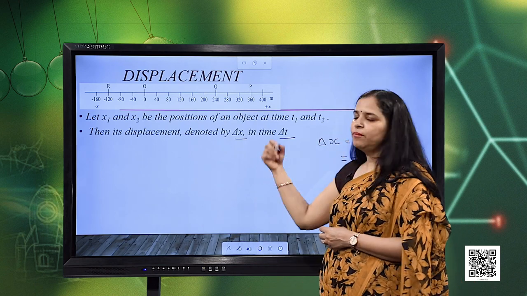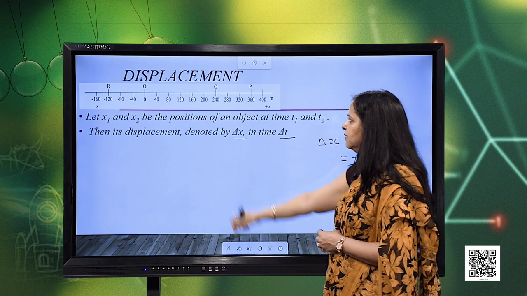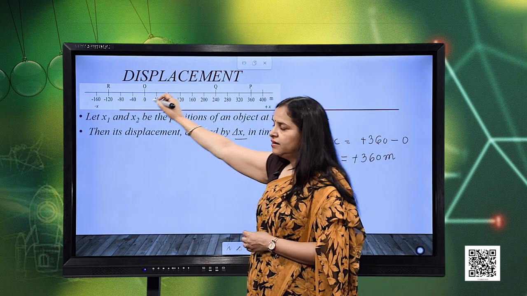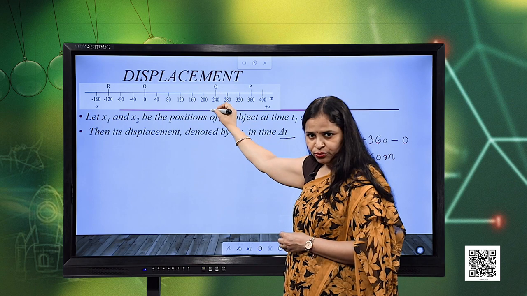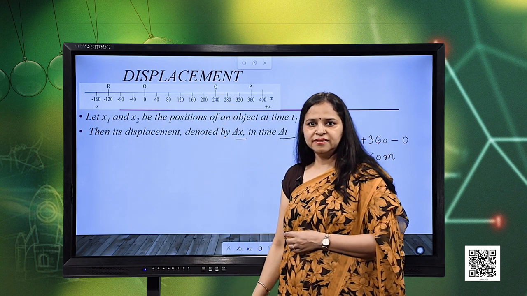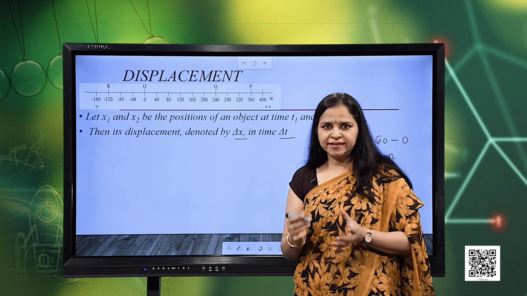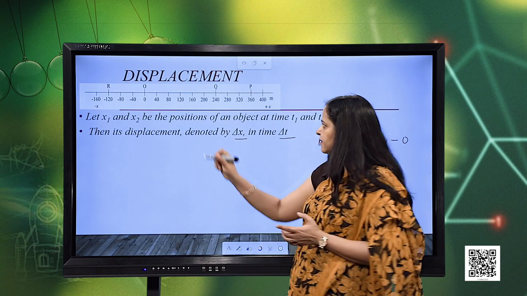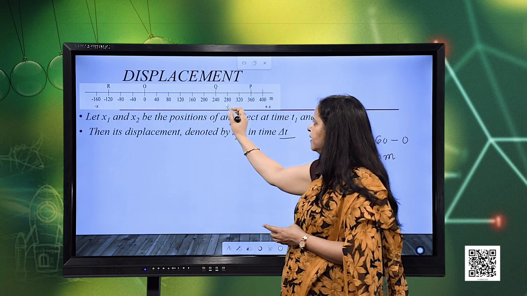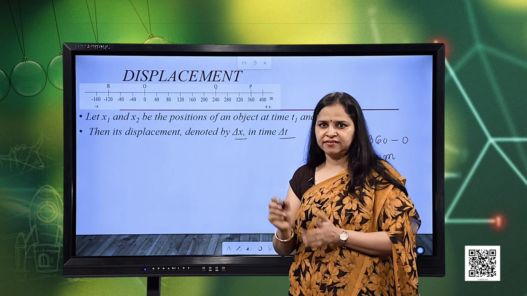Now I take one more example. Suppose now the particle starts from O, reaches point Q, and then returns to point O. In that case, how do we calculate the distance? We have already seen that we will add 240, then again add 240, and we get 480 meters as the total distance traveled.